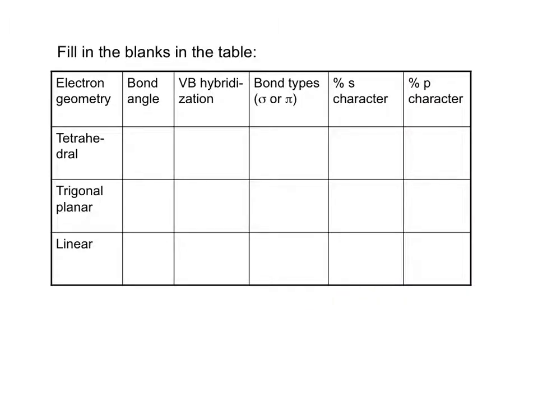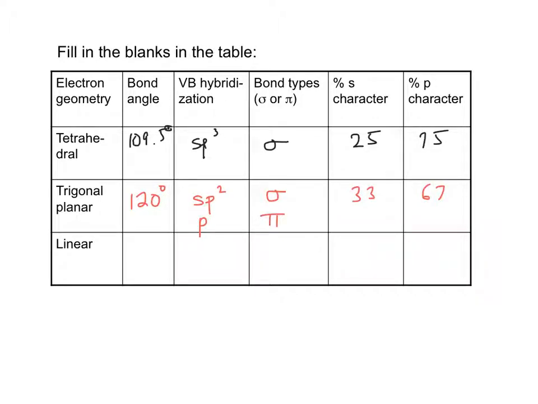So let's put it all together. Let's relate geometry or shape to valence bond hybridization to the bond types. So for a tetrahedral geometry, the answers are shown. When carbon has a trigonal planar shape, the answers are shown. And for a linear shape, the answers are shown. Remember that hybrid orbitals form sigma bonds and p orbitals will form the pi bonds. Also note the different %s character and %p character for the different hybrid orbitals.